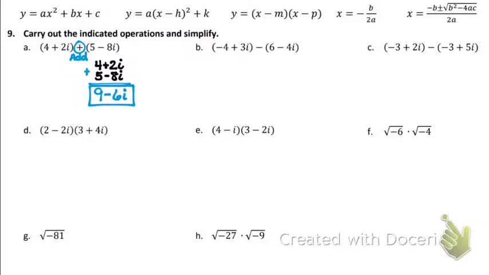Are we still adding on part B? No. What are we doing? Subtracting. When you subtract, we're going to do it almost like we did part A, except I'm going to distribute that negative sign just to the piece that comes after it. So I'm going to have negative 6 and a positive 4i.